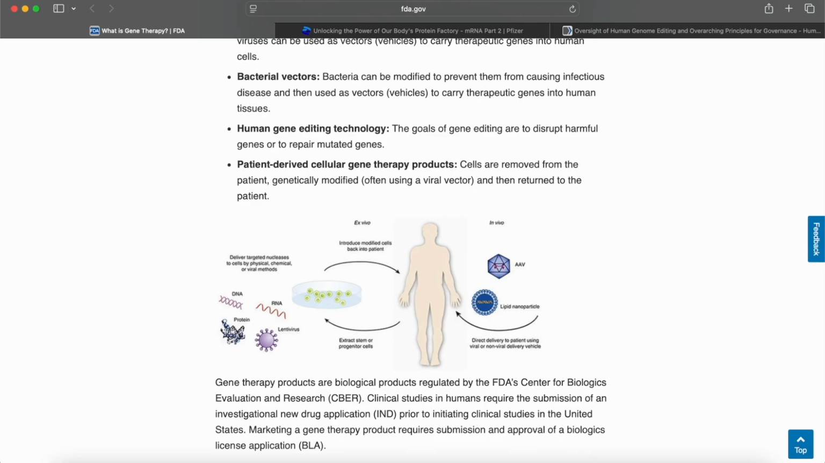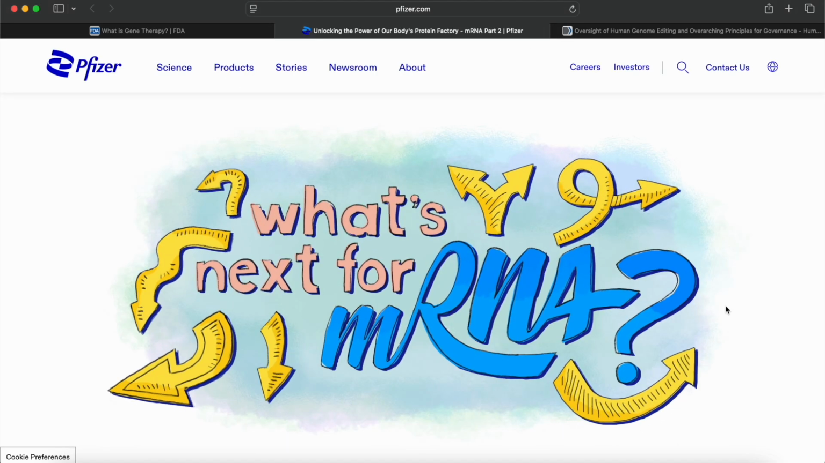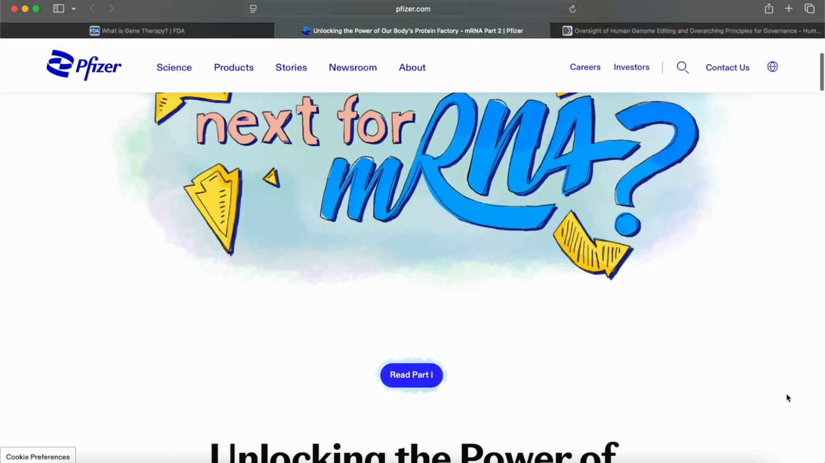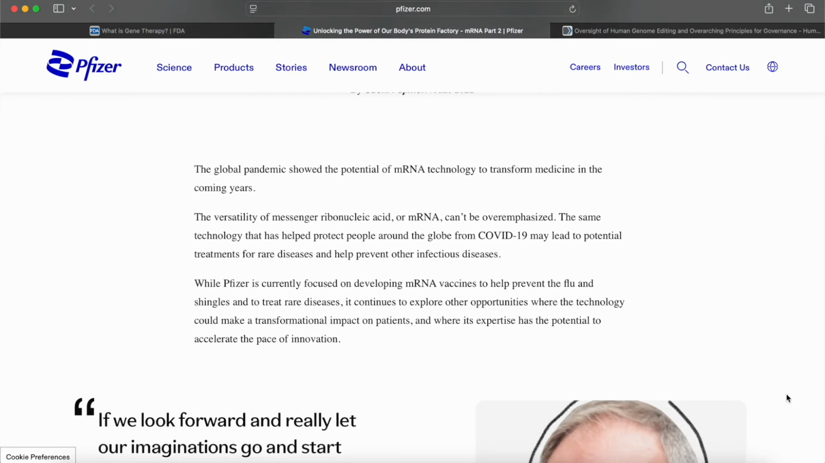We are on the official FDA government website. Let's go over here and let's see what Pfizer has to say. What's next for mRNA? The global pandemic showed the potential of mRNA technology to transform medicine in the coming years. The versatility of messenger ribonucleic acid, or mRNA, cannot be overemphasized. The same technology that has helped protect people around the globe from COVID-19 may lead to potential treatments for rare disease and help prevent other infectious diseases.